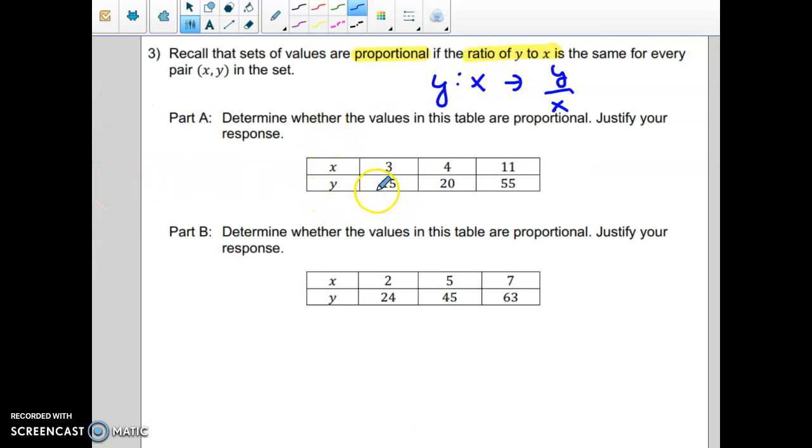So what we're going to do is say, well, is 15 over 3 equal to 20 over 4? Is that equal to 55 over 11? Well, 15 over 3 is 5. 20 over 4 is 5. And 55 over 11 is 5. Therefore, this is proportional.